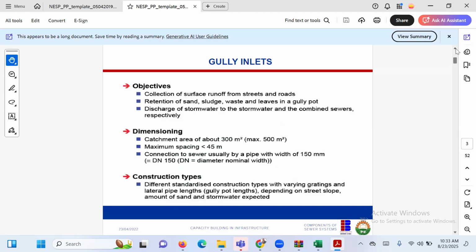So this is what a gully inlet looks like. Remember, these are the gully inlets you see on the road. It's for stormwater, to collect runoff from the street and from the road. It's also meant to retain sand, so that at the end of the day you can remove it and desilt them. Most times we recommend in our gully inlet that you don't use a pipe less than 150 mm, and your gullies should not be spaced more than 45 meters apart.